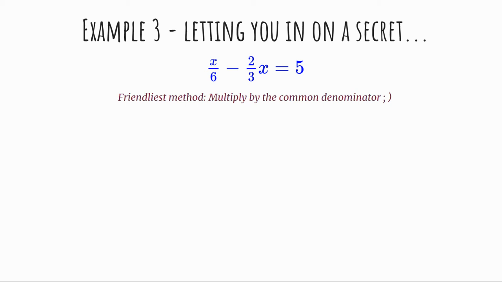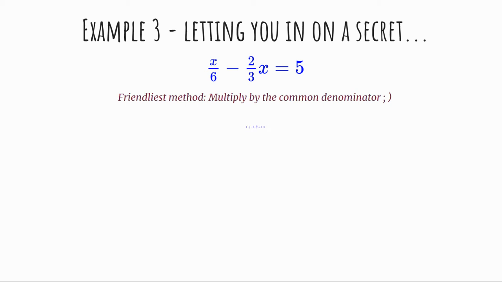So if we look at this equation, 1/6 of x minus 2/3 of x equals 5, we can see that the denominators are 6 and 3. And very quickly, we can determine that the common denominator could be 18. Beautiful. So I could multiply everything by 18, but I also notice in this specific case that 6 can be used as a multiple, as a common denominator.